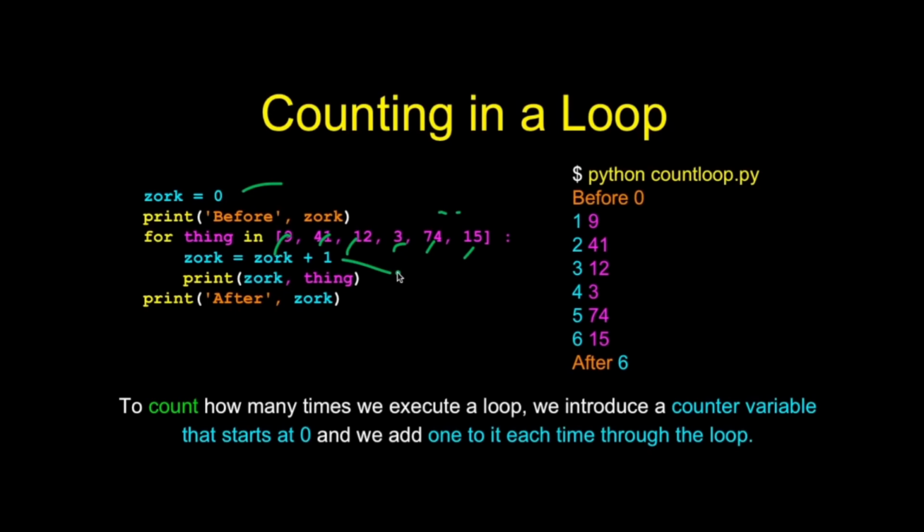So Zork starts at 0, then it goes 1, 2, 3, 4, 5, 6. And we're going to print it out. So, you know, we see the 9 and Zork is 1. See 41, Zork is 2. And Zork is 6 when we see the 15. The loop stops, and we print out afterwards. And this 6 is then the ultimate count that we got.